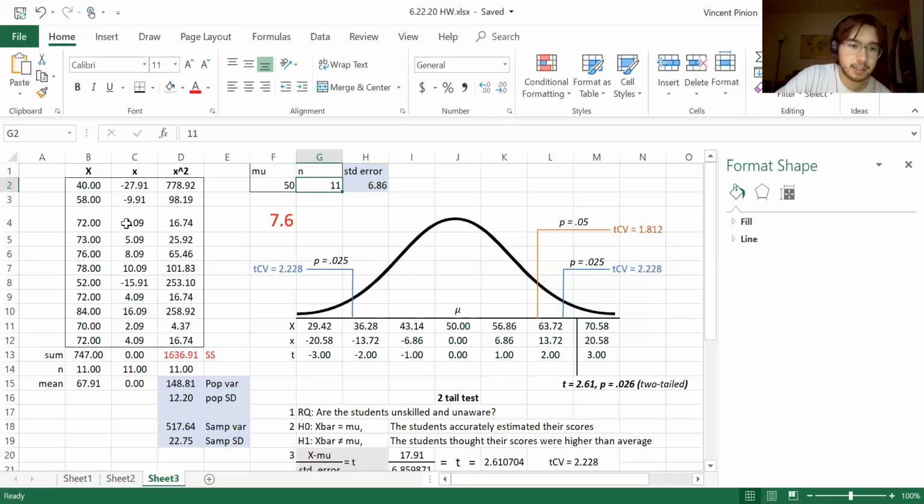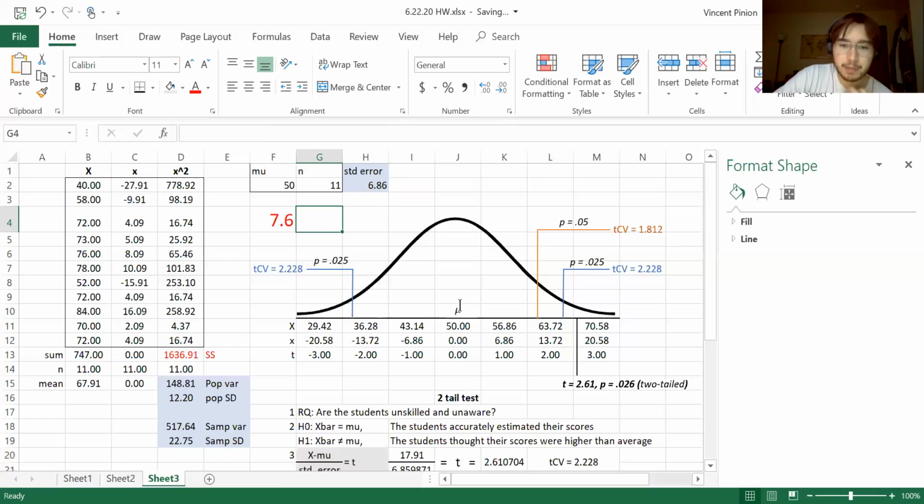The N is 11 because there are 11 students that we're testing. And the standard error is the standard deviation, which is the sample standard deviation that we got from our scores, and we divide that again by the square root of N. I've highlighted the sample standard deviation and N. So that gives us a standard error.